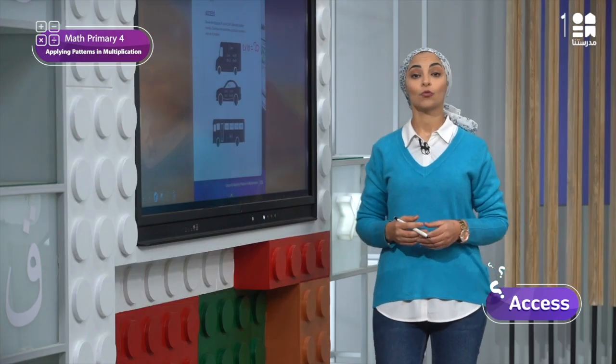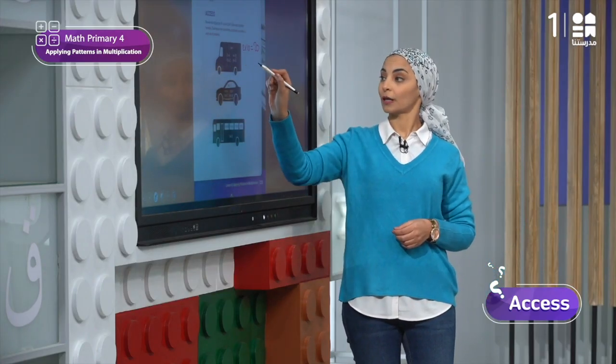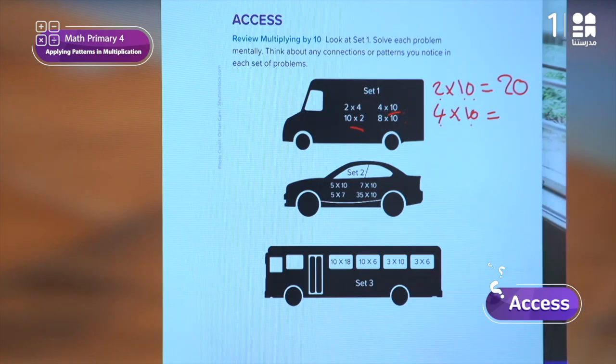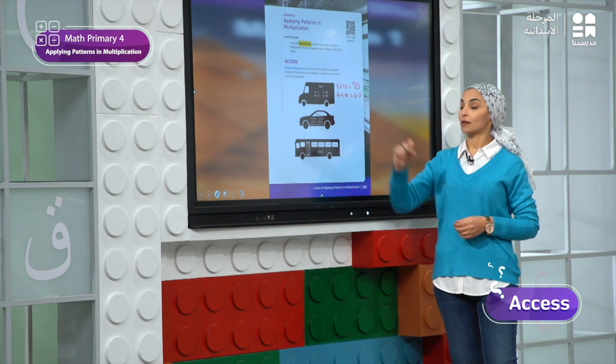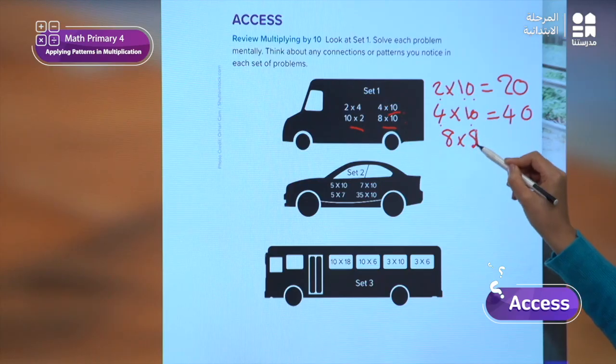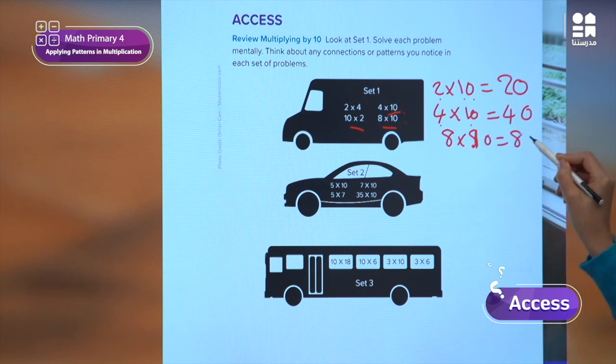We will do the same with 4 times 10. I will do 4 times 1, which gives me 4, and add the 0 in the ones place. The same in 8 times 10. 8 times 10 equals what? 8 times 10 equals 80. 8 times 1 is 8, and I put the 0 in the ones place, as you see here.